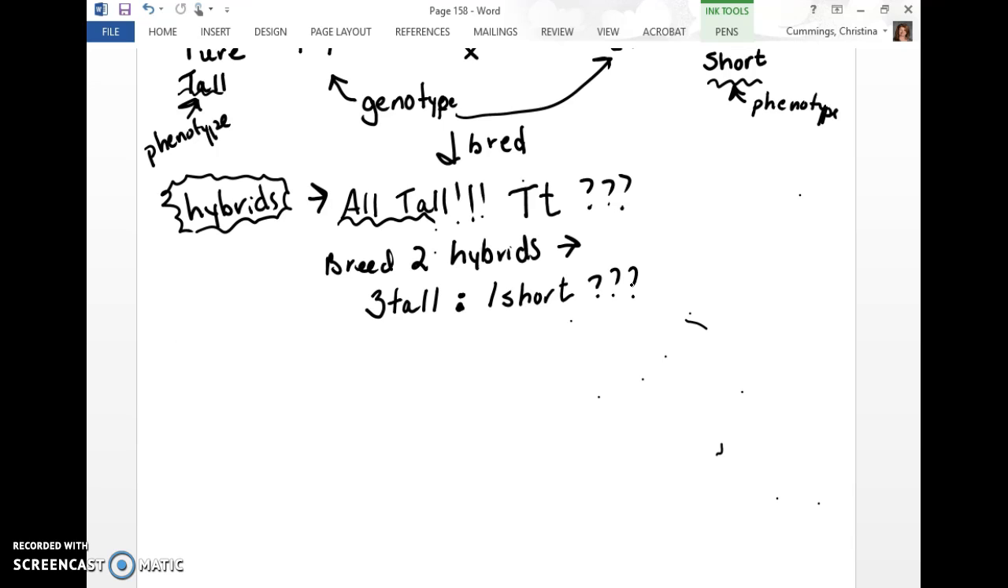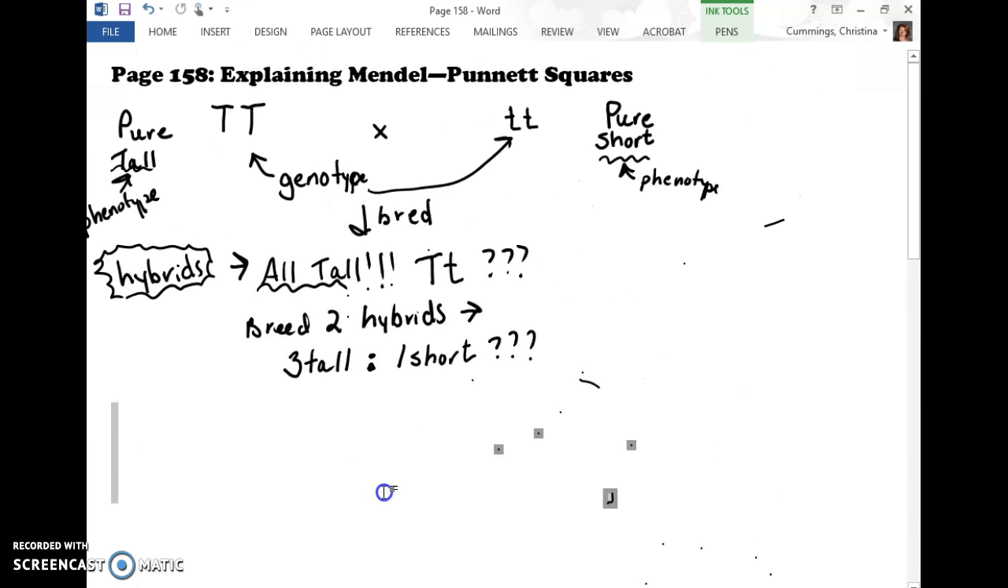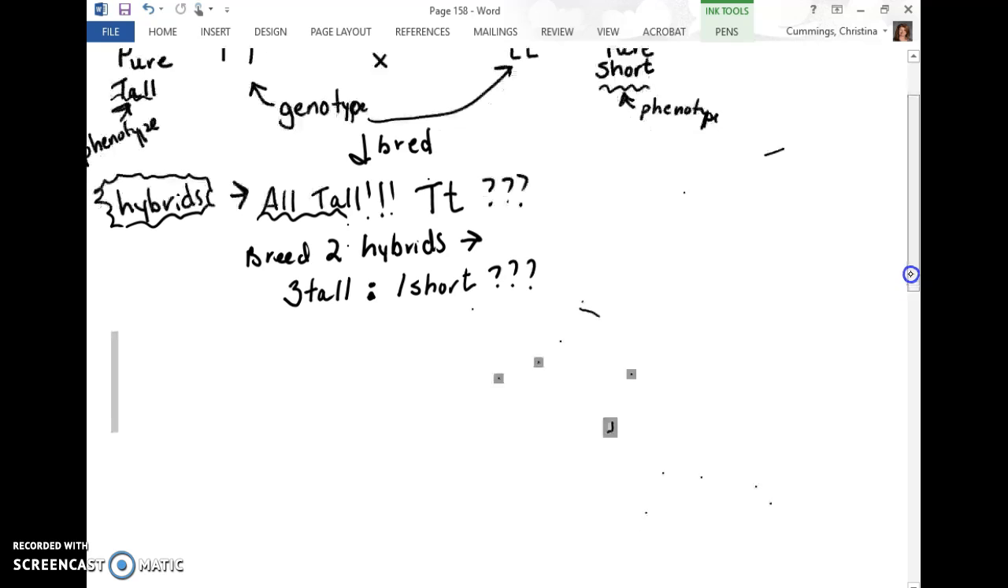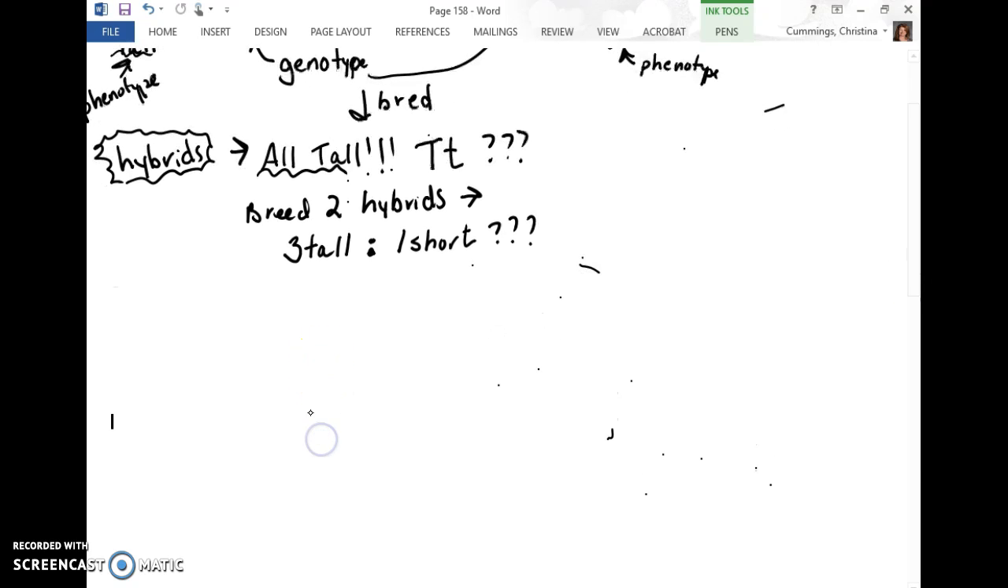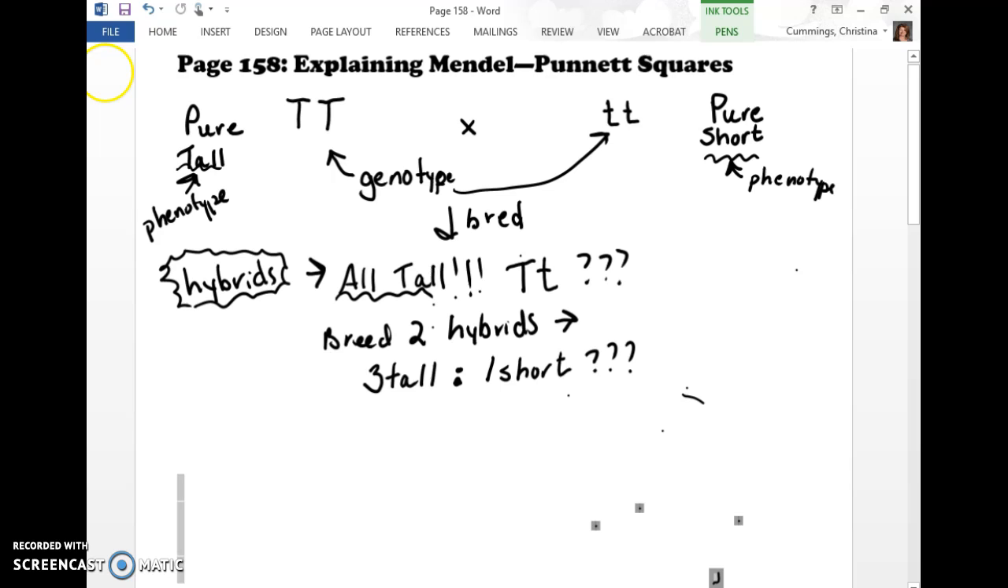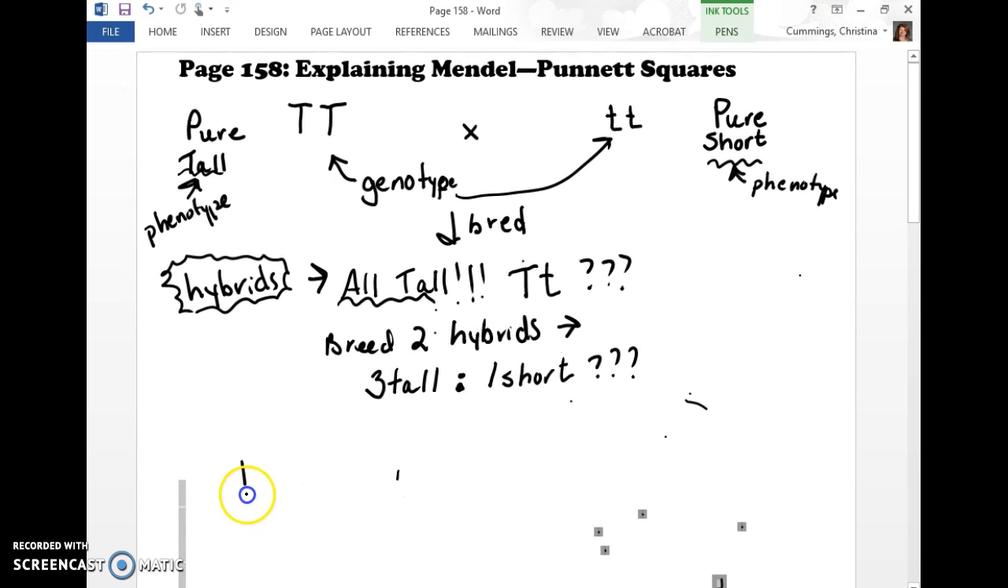Today, we explain that by doing something called a Punnett square. A Punnett square is a little mathematical shortcut that gives you all the probabilities of offspring that 2 parents can have. When you're doing a Punnett square, it is a square, which is why it's called a Punnett square. So we start off by drawing a square. Okay, I don't know why my computer's being so weird.